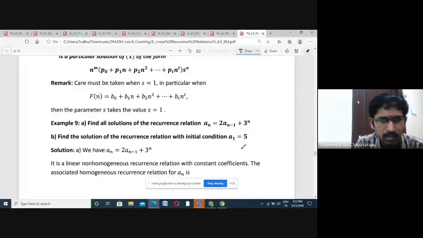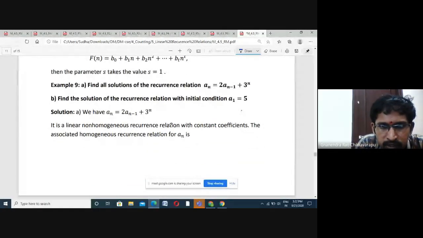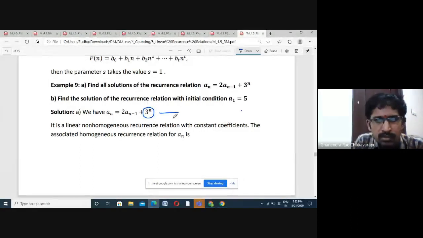Let us go through this problem. Now, this is a non-homogeneous linear recurrence relation, because there is no a_n or a_(n-1) here, so this purely depends on n. That is why it is non-homogeneous, so its general solution is nothing but a_n^(h) plus a_n^(p).